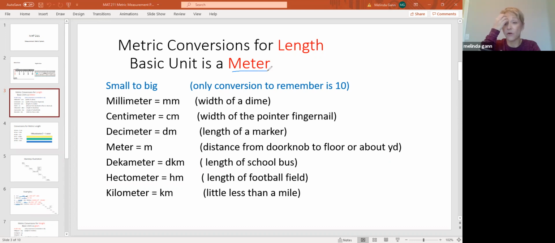Now, a meter, if you look at any door in your room, in a school room, at your home, from the doorknob to the floor is about how long a meter is. It's about like a yard. Okay. Now, remember all those things you had to memorize with the metric system?